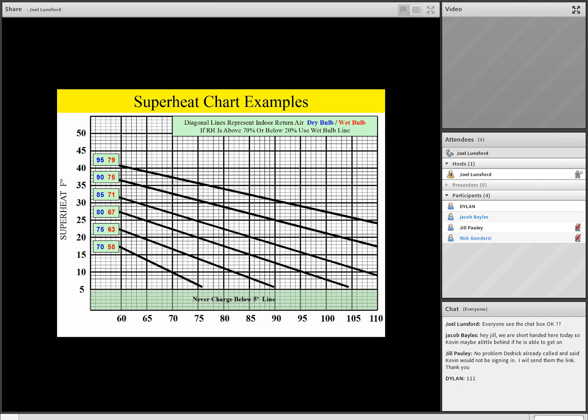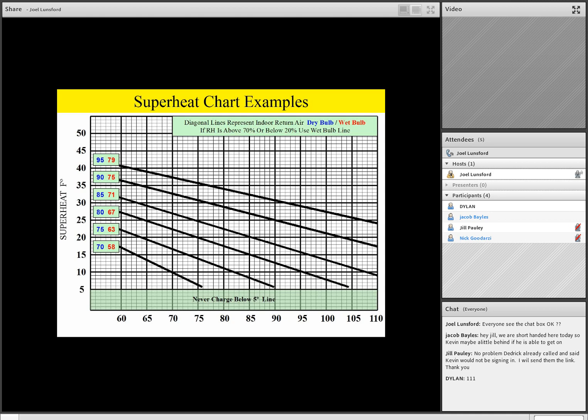Now move straight to the left. What is the required superheat? Anybody? About 5 degrees. Now please note on the chart, team, that you never charge below that 5 degree line because we don't want to slug the compressor with refrigerant. So in that example, 5 degrees of superheat under those conditions would be about right.